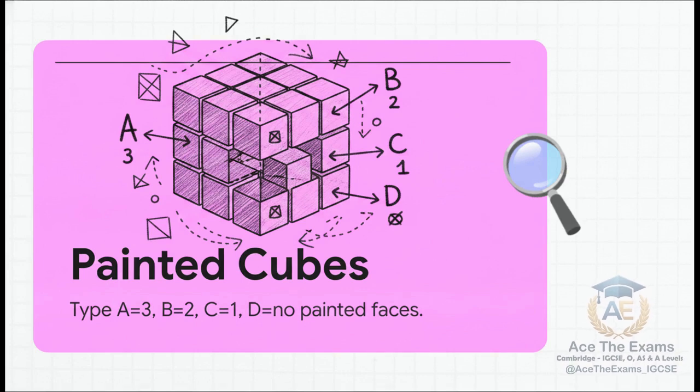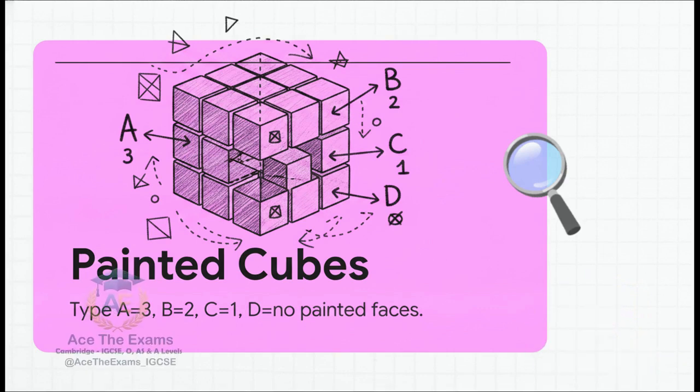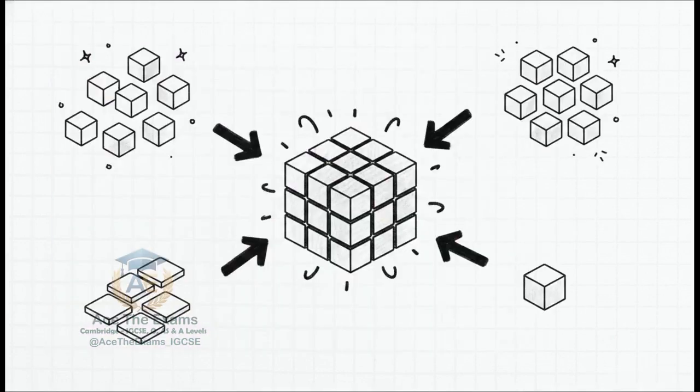And finally, type D cubes. These are the elusive ones, completely buried inside, with 0 painted faces. Defining these 4 categories clearly on your exam paper shows the examiner you understand the structure. This is your foundation. Now we provide our evidence for the PEEL framework.